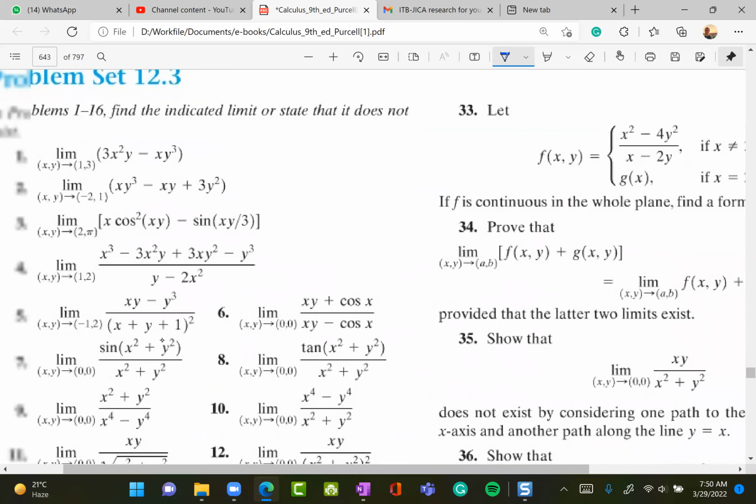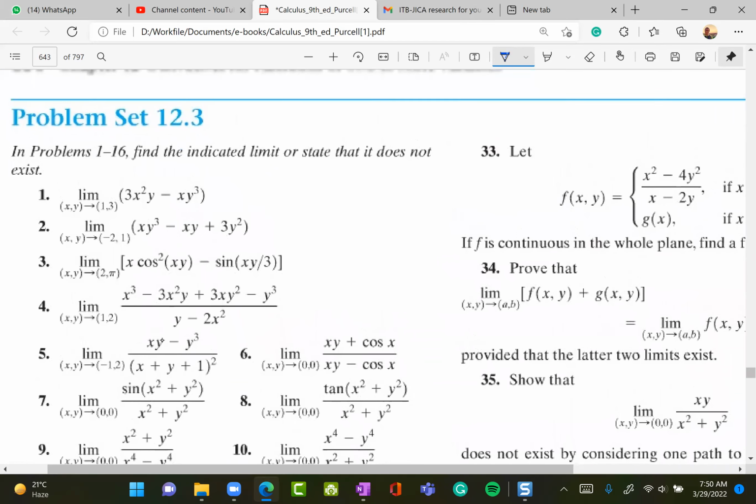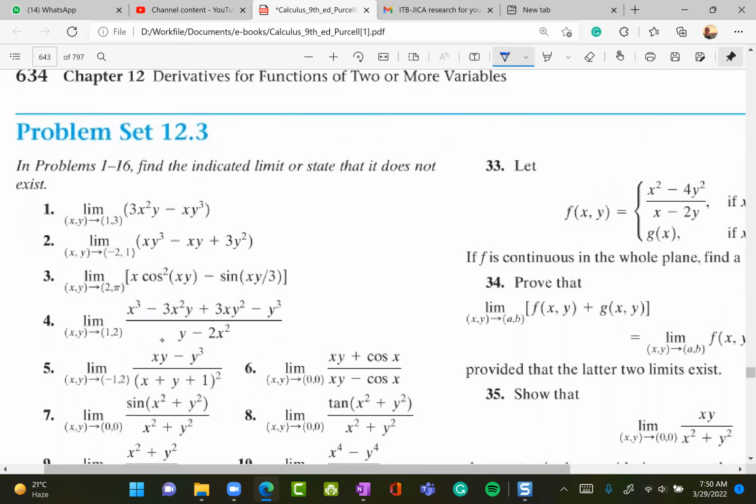Okay, can you see the page of the problem set? Yes, sir. Yes, sir.